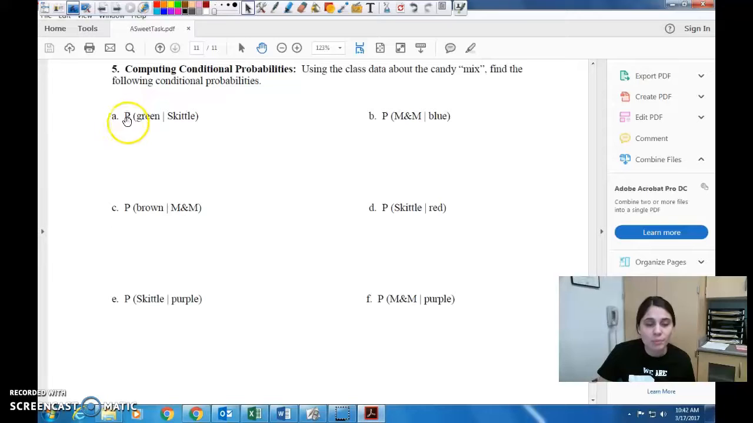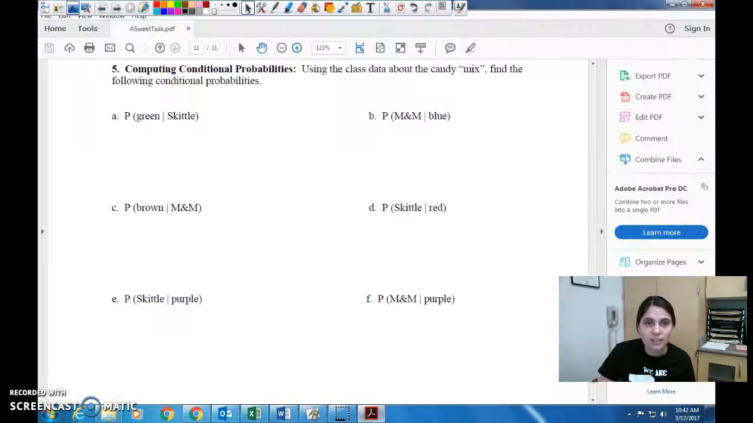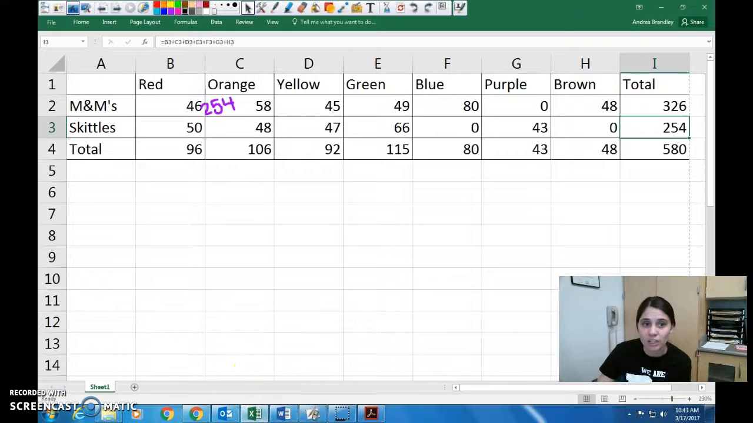So we're finding the probability that a candy is green given that it is a Skittle. So we know that it's a Skittle, which means we don't care about the M&Ms. So we're going to go look at our table and see how many Skittles we have. We have 254 Skittles. So if I come back to here, I know that I have 254 Skittles. Now I want to know the probability that it's green since I know that it's a Skittle. So again, I'm still ignoring the M&Ms because I know it's not an M&M, but I don't know what color it is, and I want to know the probability that it's green.